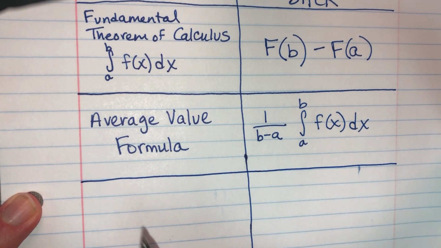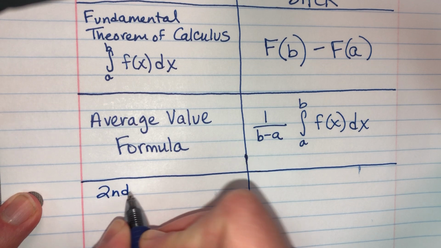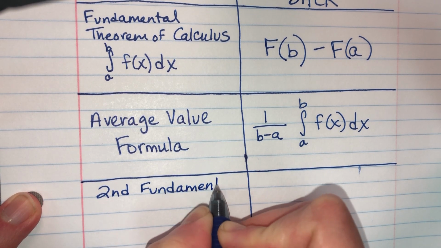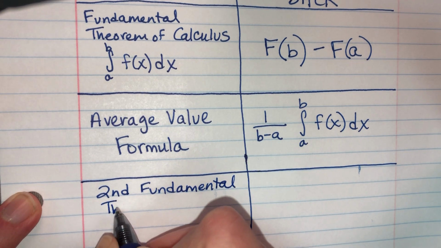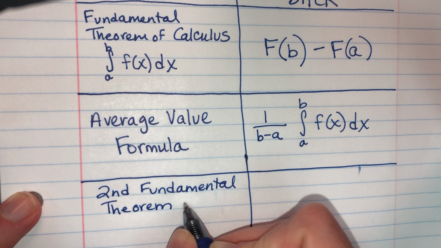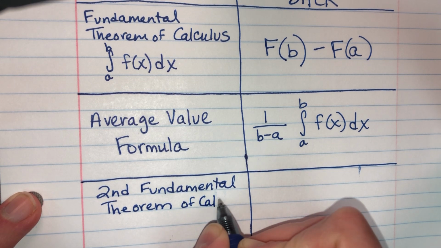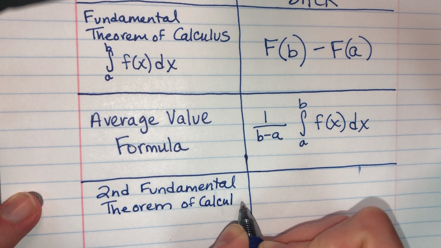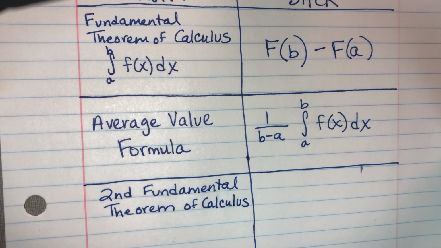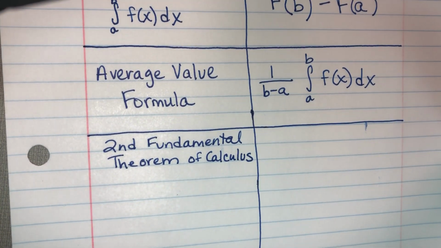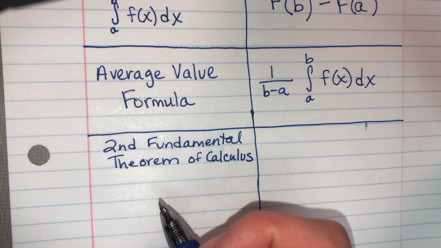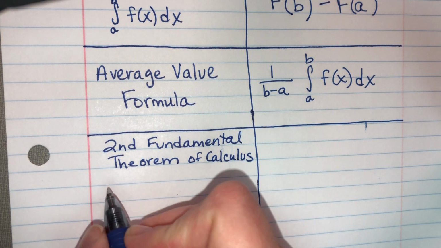Next, we have the second fundamental theorem of calculus. Some textbooks don't call them the first and the second fundamental theorems. Some call them the fundamental theorem of calculus part A and part B, or part 1 and part 2. So depending on what textbook you look at, they might refer to this one in a different way.